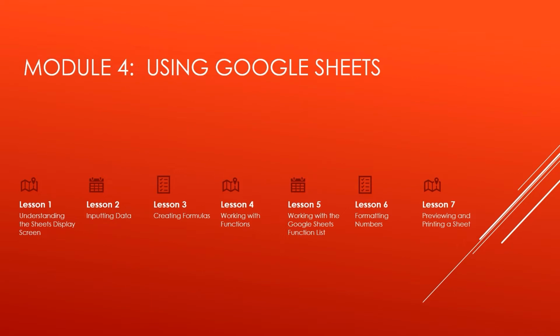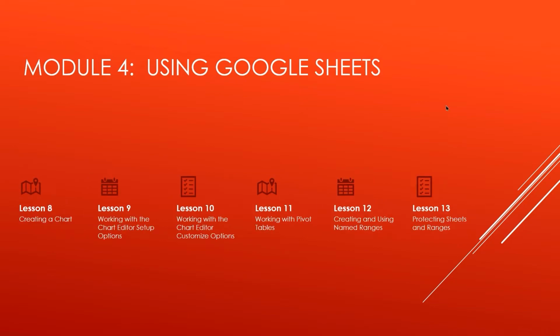In Module 4, we'll spend 13 lessons using Google Sheets. We'll start by understanding the Sheets display screen, and then we'll move on to inputting data. We'll create formulas, work with functions, and work with the Google Sheets function list. We'll move on to formatting numbers before previewing and learning how to print a sheet.